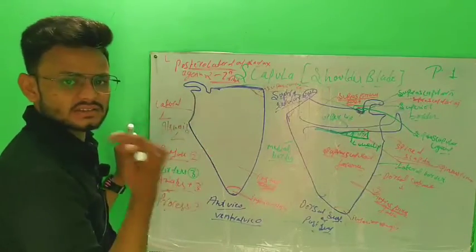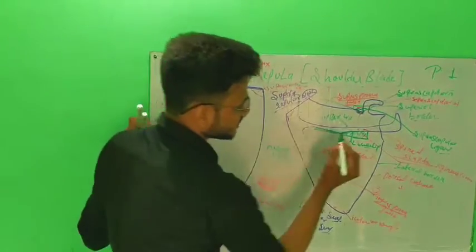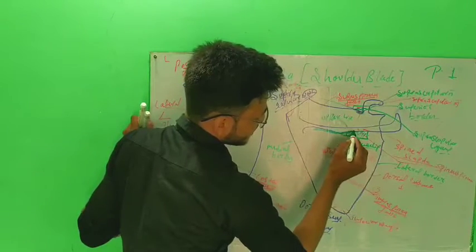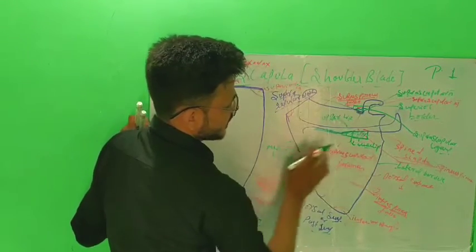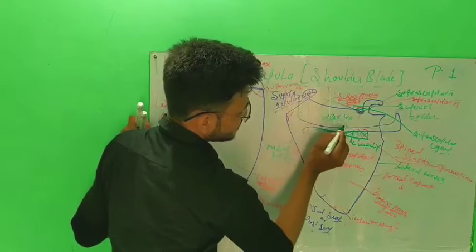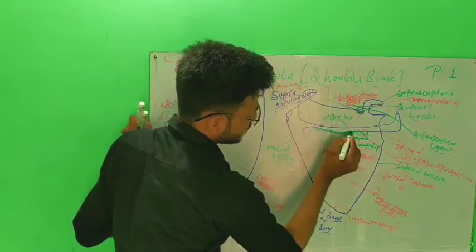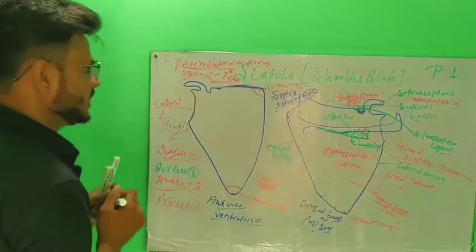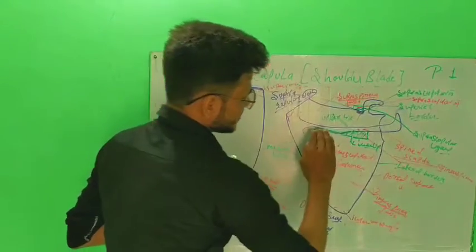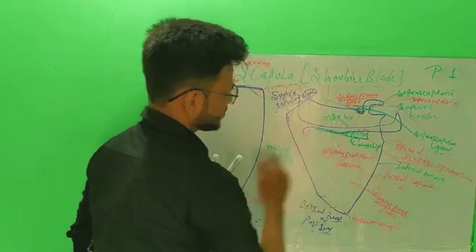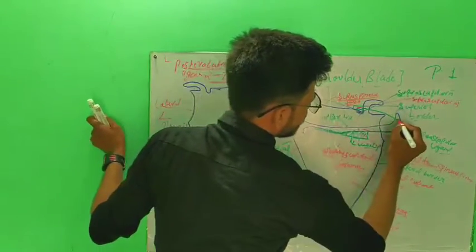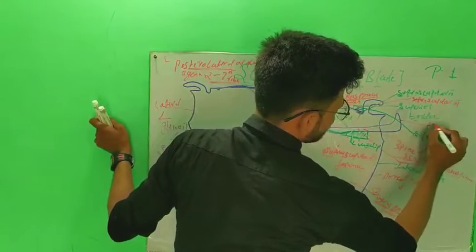The spine of scapula has three borders. First is lateral, the other is anterior, and the other is posterior. And the posterior border forms a lip, called the upper lip and lower lip. Now the other process is the continuation of the spinous process. This process is called the acromial process.